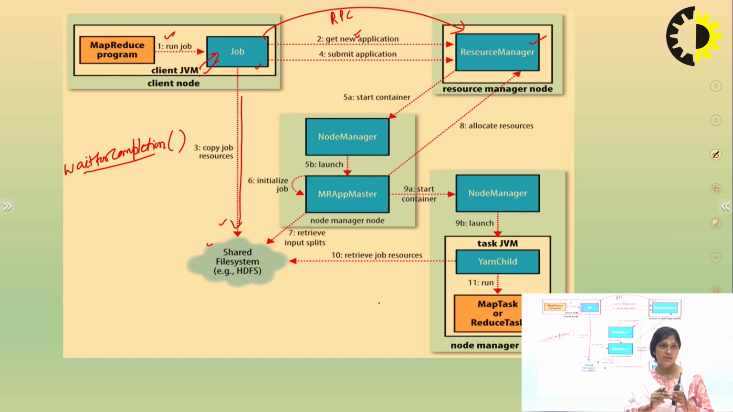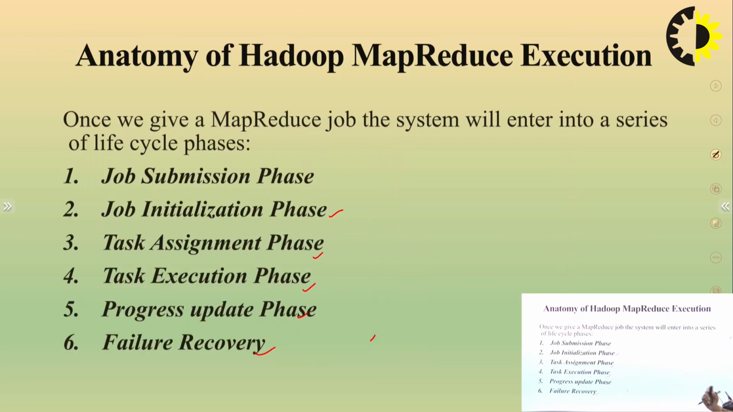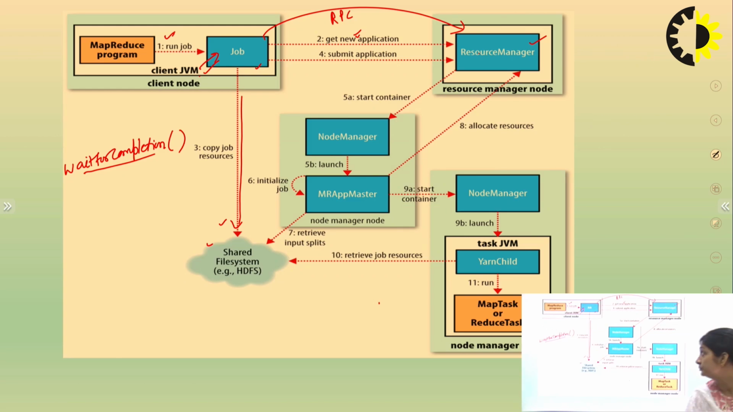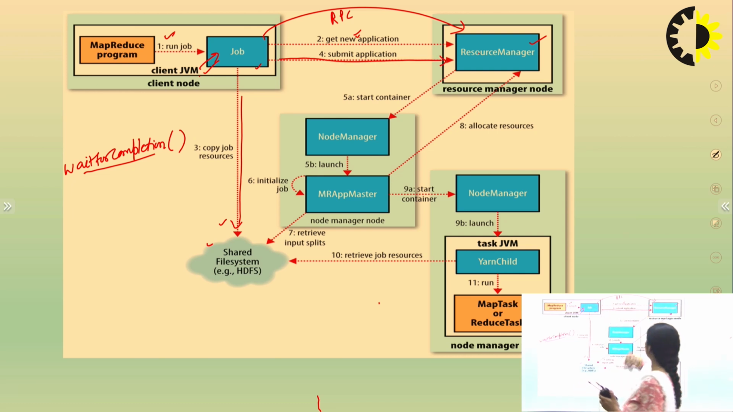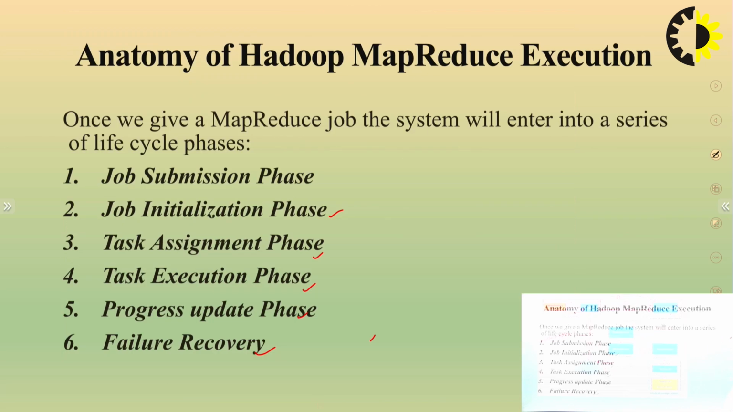In the fourth point, there first is the job submission phase. After copying the job resources, submit the application to the resource manager. Now the submission phase is completed. First phase is completed. Second phase is job initialization. I told you in the previous slide, the job initialization phase.